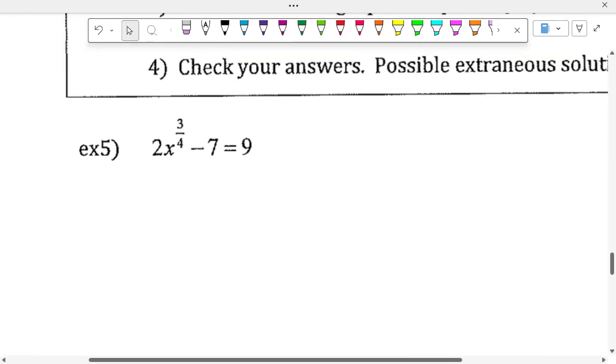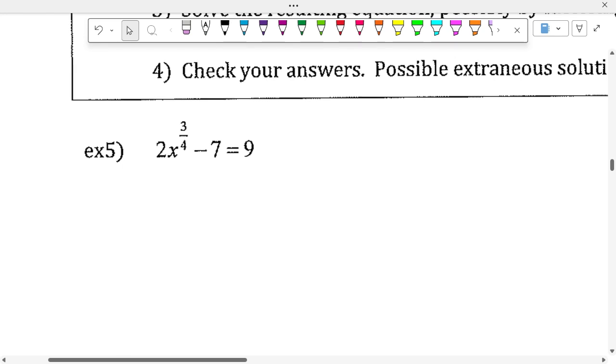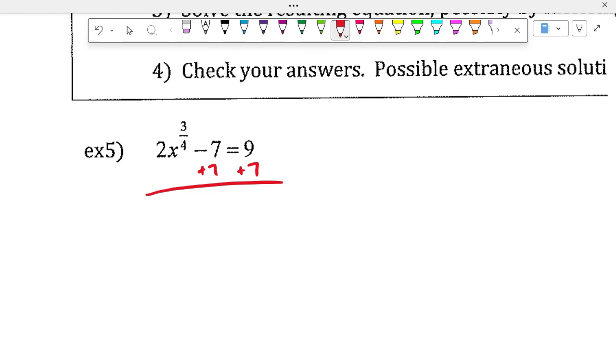So for this one, 3/4, we could transfer it to a radical, but I don't want to. I'm going to leave it as a fraction. So I need to get that x to the 3/4 power by itself. So what do I need to do first? Think SADMAP. What do I take care of first? The -7. So this 2x to the 3/4 is equal to 16.